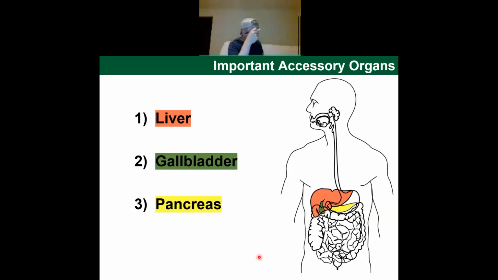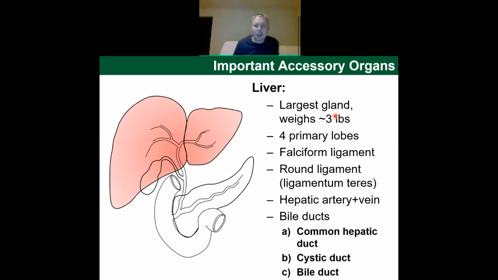And the very last part that we're going to cover in this review is going to be super quick. I'm just quickly going to refer to these accessory organs that we've seen before. We've already talked about the salivary glands, so we've only got 3 left. We're going to talk about liver, gallbladder, and pancreas. So let's go through them quickly.